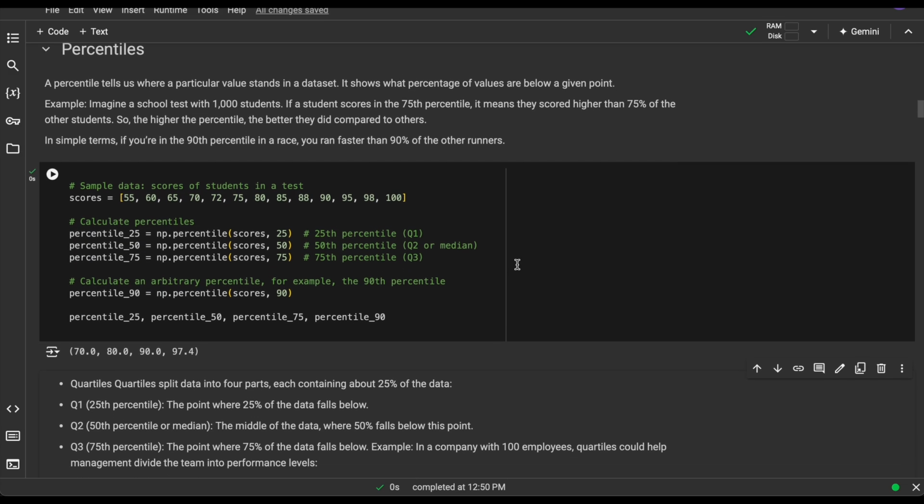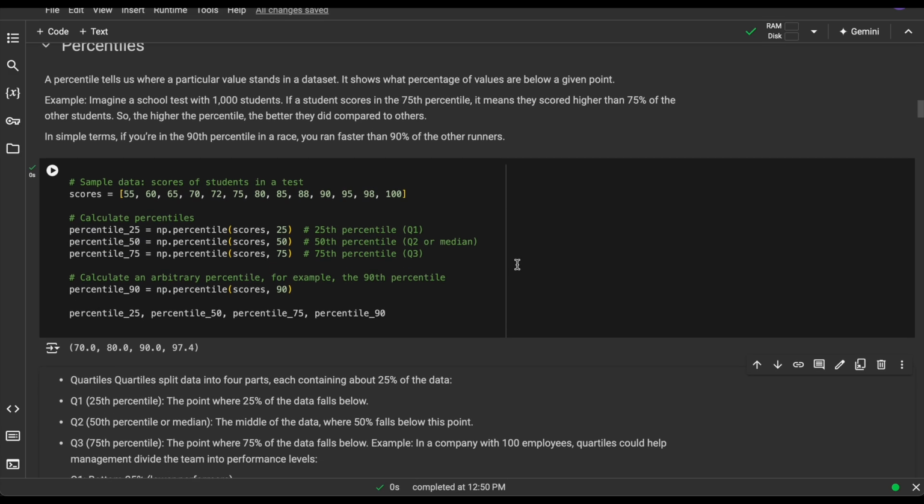Next, the percentile. A percentile tells where a particular value stands in the dataset. It shows the percentage of values that fall below a given point. Imagine a school test with 1,000 students. If your score is at the 75th percentile, it means you scored higher than 75% of the other students, so the higher the percentile, the better the comparison. This is an example.